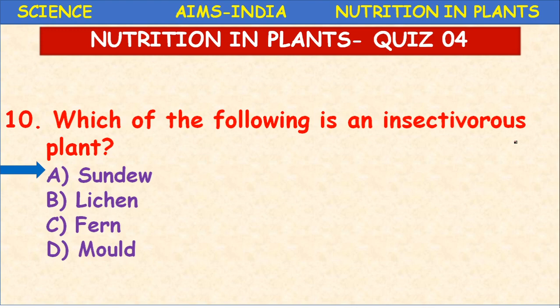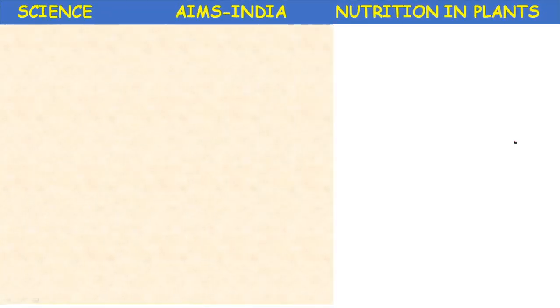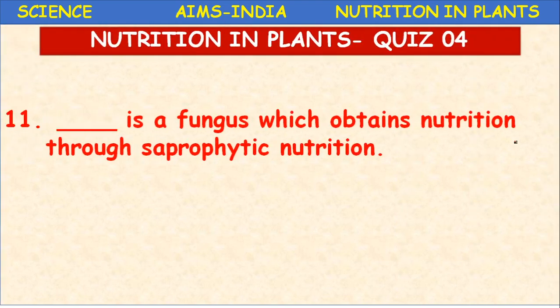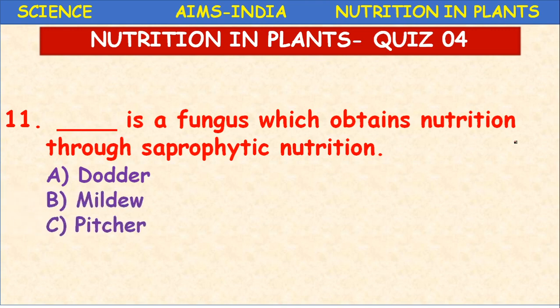Next, dash is a fungus which obtains nutrition through saprophytic nutrition. Dodder, mildew, pitcher, Venus flytrap. Okay, pitcher and Venus flytrap are insectivorous plants. So here the question is which fungus obtains nutrition by saprophytic nutrition. Okay, what is the correct answer? Mildew. Okay, dodder is a parasitic plant.